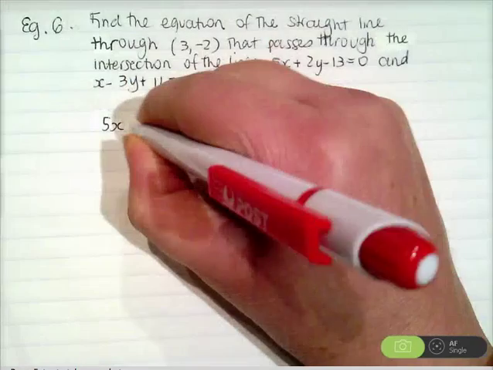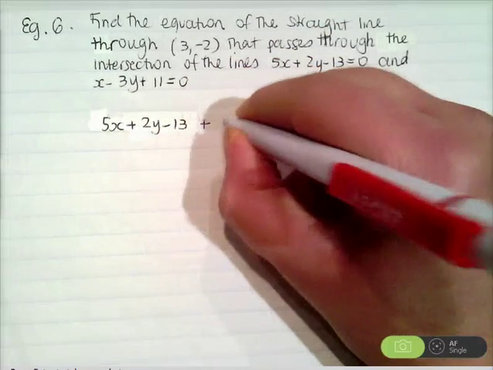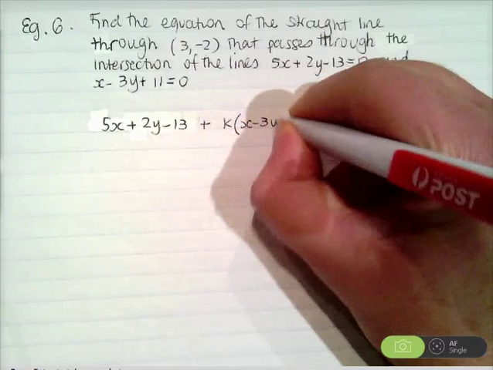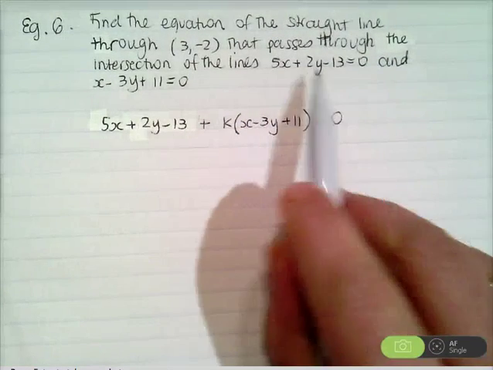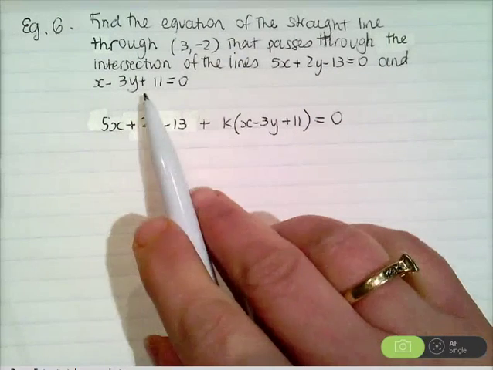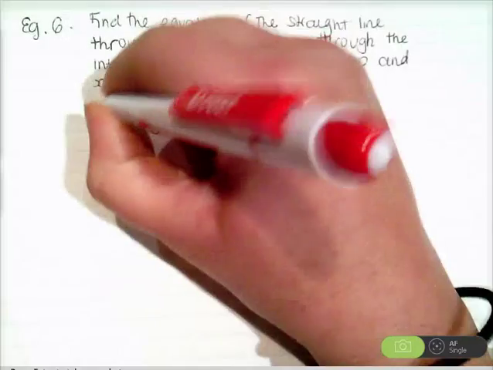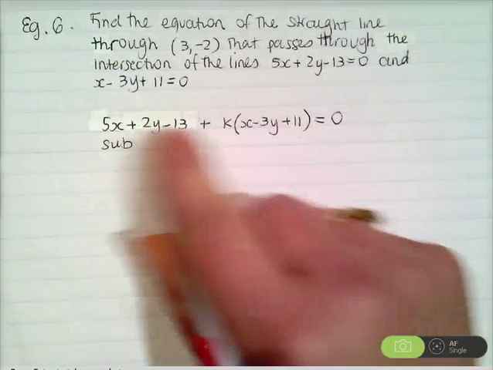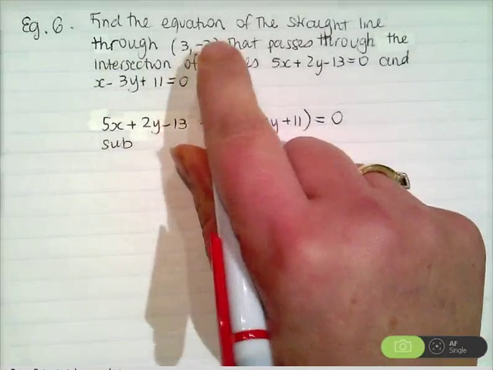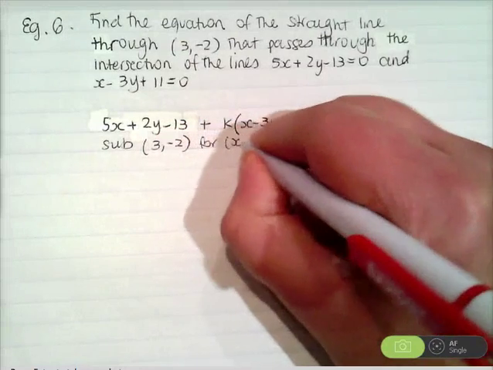Remembering that the method is to write the first equation, 5x plus 2y minus 13, plus k times the second equation, equals 0. So the equation of the line through the intersection of these two lines is that. Remembering we have to work out k, because this line passes through the point (3, negative 2), we substitute 3 and negative 2 for the x and y values in that equation.